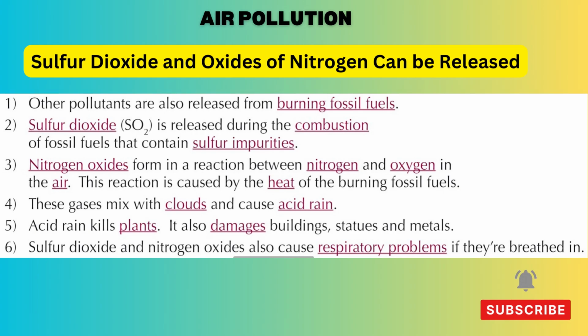These gases mix with clouds and cause acid rain. Acid rain kills plants. It also damages buildings, statues, and metals. Sulfur dioxide and nitrogen oxides also cause respiratory problems if they are breathed in.